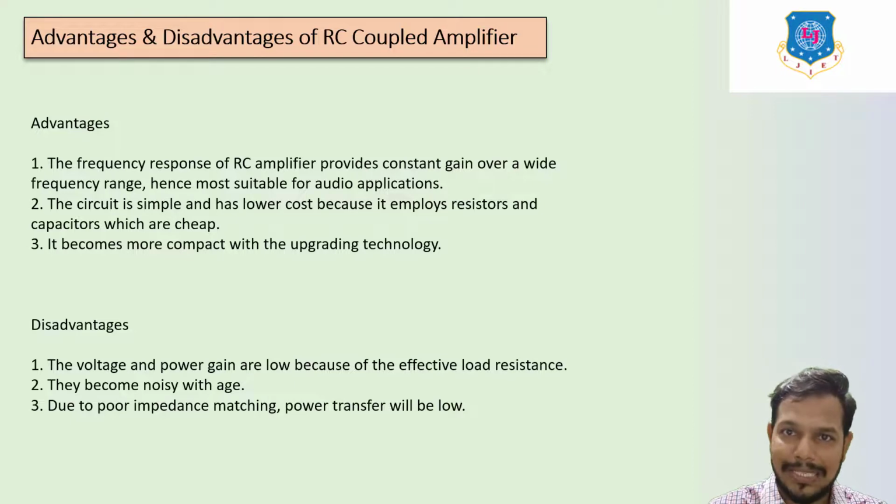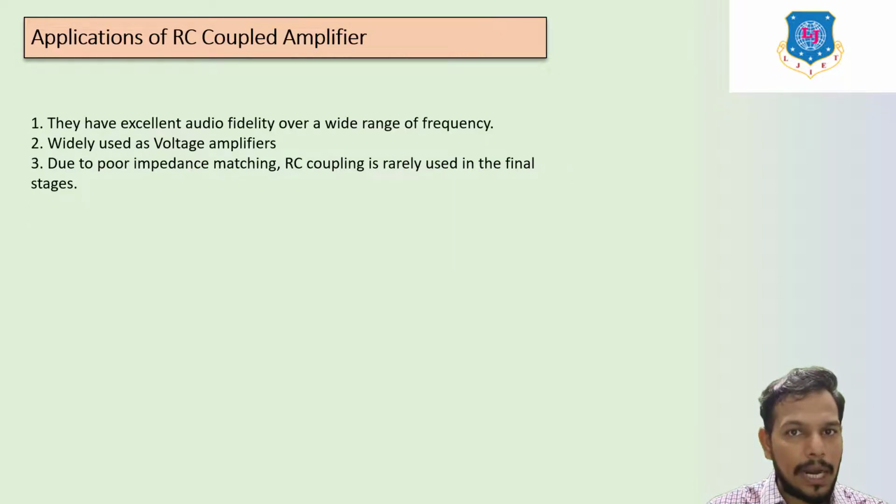Now moving towards disadvantages. The voltage and power gain are low because of the effective load resistance. Because we are using RL here, its voltage and power gain will be low. Number 2, they become noisy with age. Number 3, due to poor impedance matching, power transfer will be low. So these are the disadvantages.